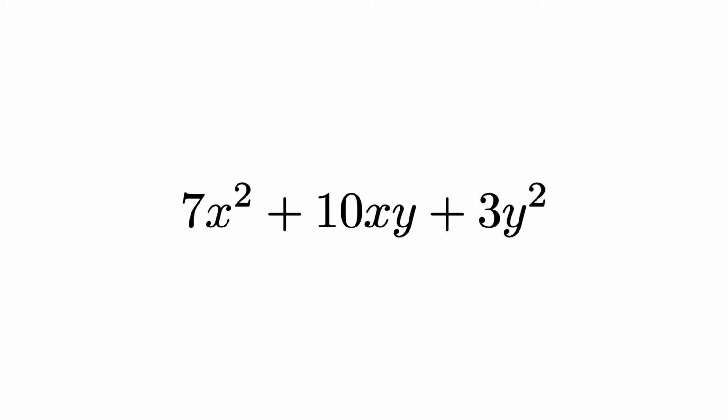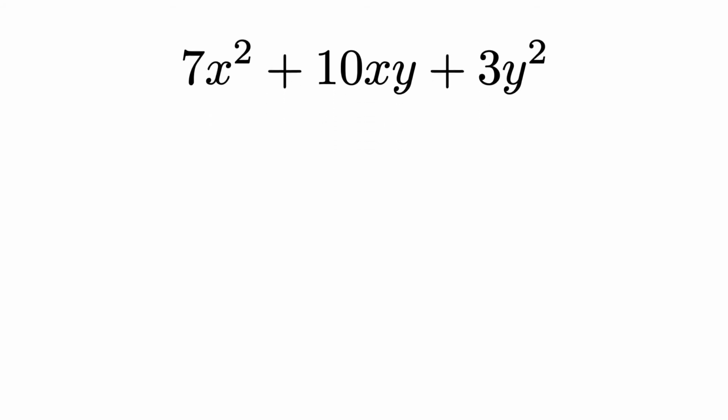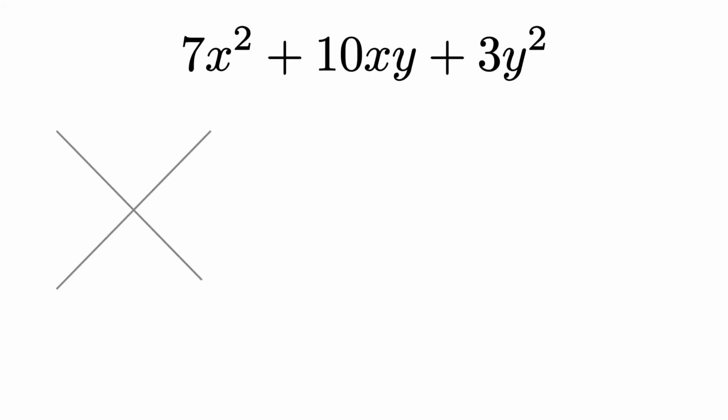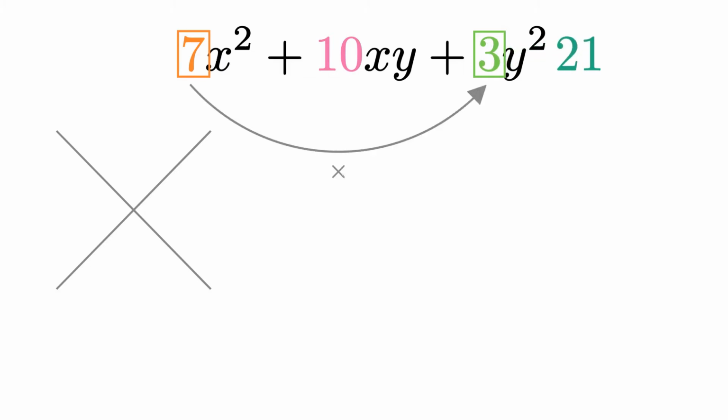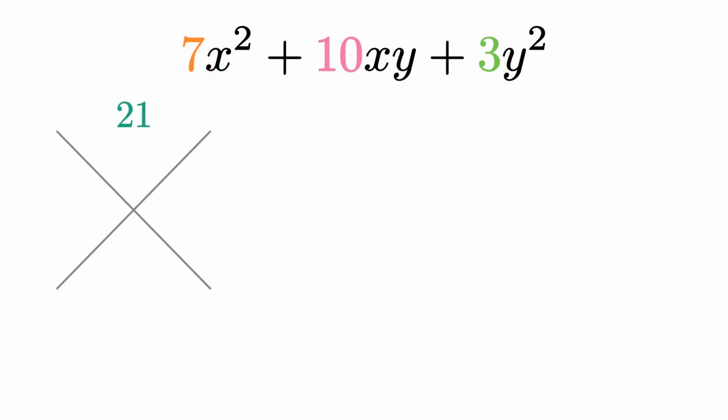Alright guys, so for our second example, we are given the expression 7x squared plus 10xy plus 3y squared. So the first thing we're going to do is create our x, and at the top of the x, notice that our leading coefficient is 7. So what we're going to do is take that 7 and multiply it to our last coefficient, 3. And we're going to take their product, which was 21, and put it at the top of the x. At the bottom of the x, we're still going to put our middle coefficient, which is 10.